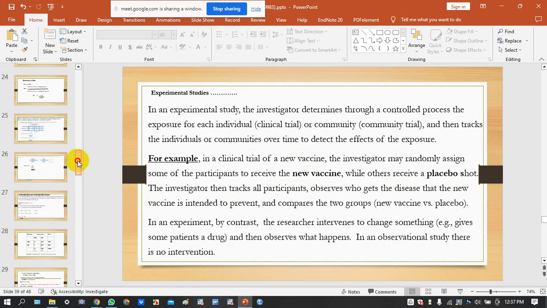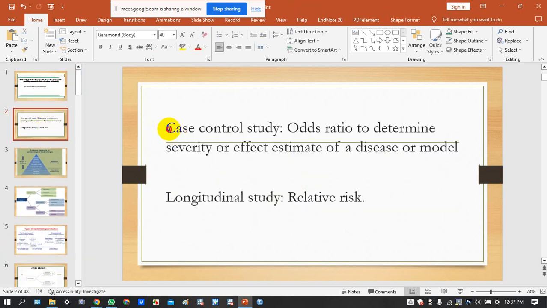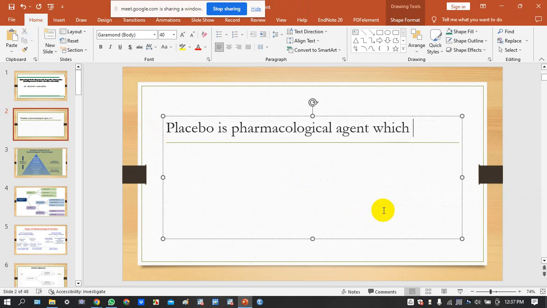Whenever you hear a placebo, it's a pharmacological agent or drug which does not have the active ingredient. So placebo is what? A pharmacological agent which does not have the active ingredient.